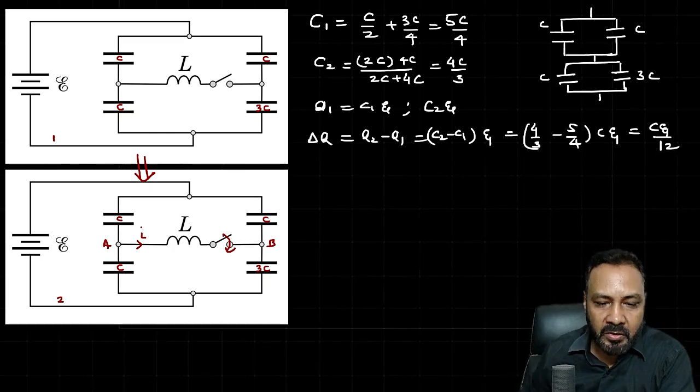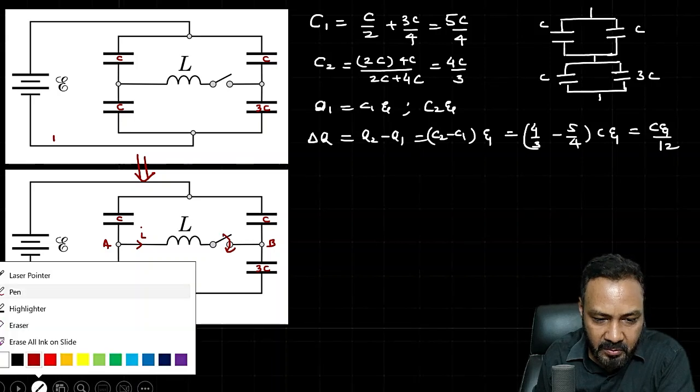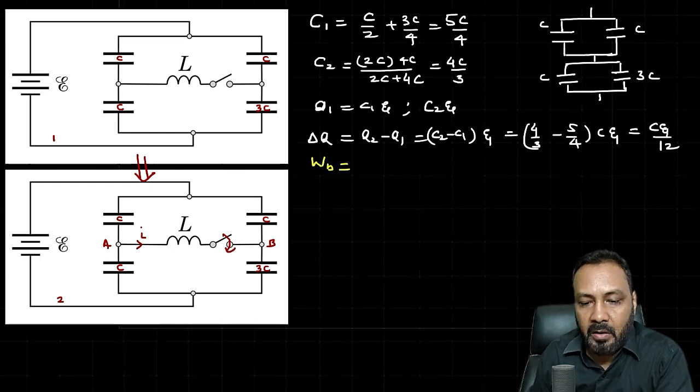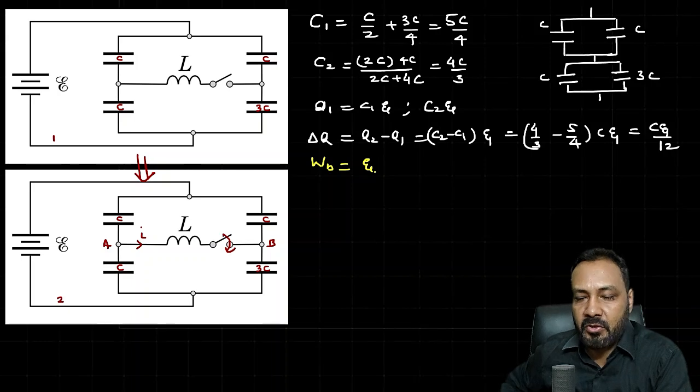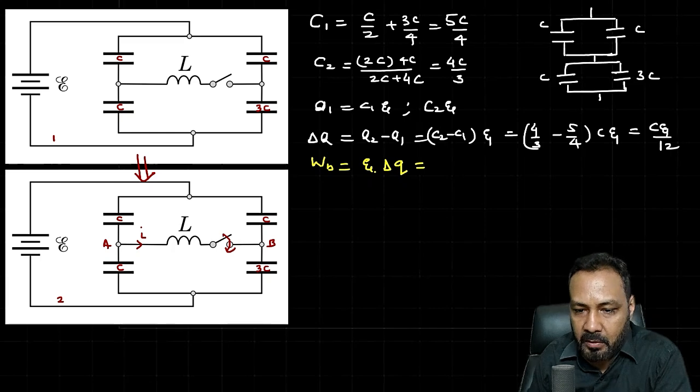From this state 1 to state 2, when the current is maximum, how much is the work done by the battery? Work done by the battery is EMF into the total charge that has flown through the positive terminal. So E into delta Q. Just multiply this, and that will be CE square by 12.